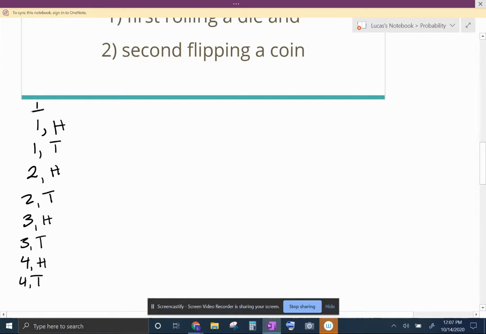So this is the first event that you're seeing here on the left side, and the right side is the second event, which is flipping the coin.